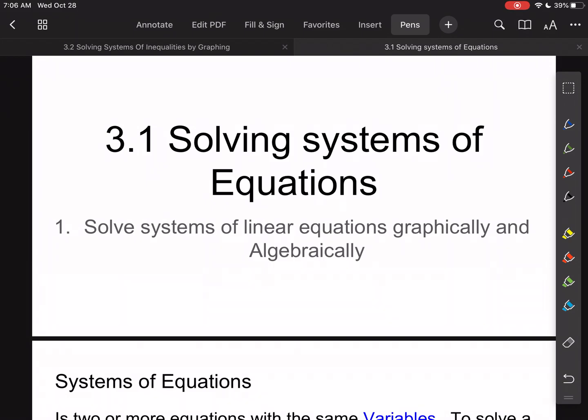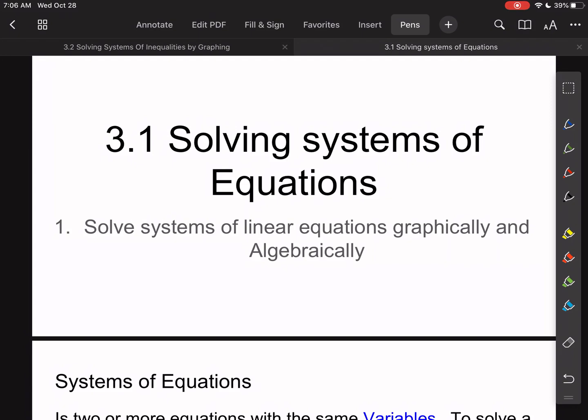Well, in 3.2, you're going to be graphing systems and making tables and that kind of stuff. So I'm going to save that for later. Okay, so for today, for 3.1, we're just going to look at how to do the algebra for solving systems of equations.